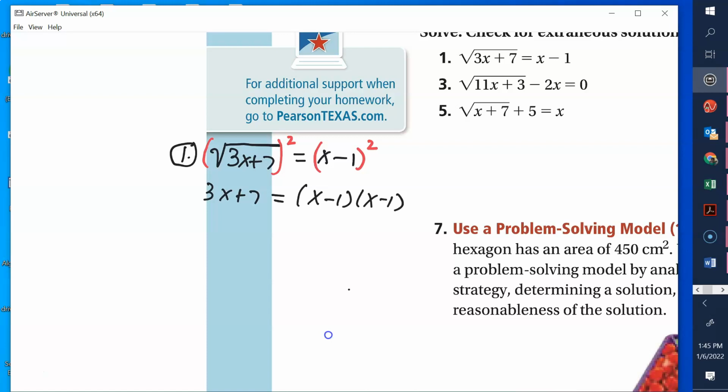Keisha? What is our next step? Okay, aka FOIL method, right? So you're going to help me, Keisha. X times x. X times negative 1. Negative 1 times x. Negative 1 times negative 1. Sabrina? If you look at the right side of the equation, what do we have to do? We have x squared minus x plus 1.